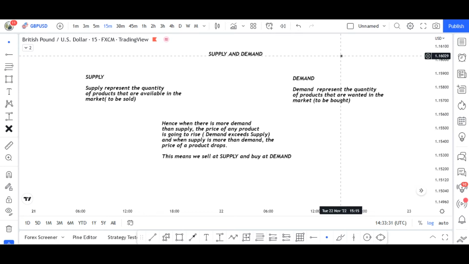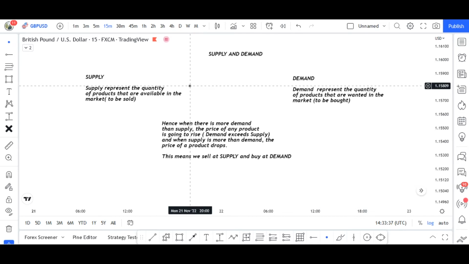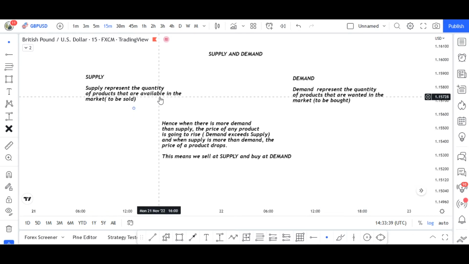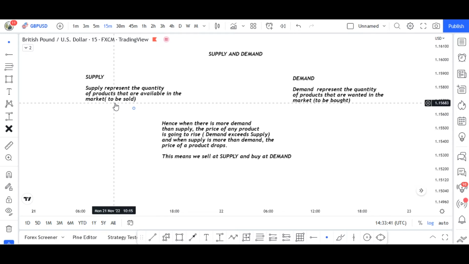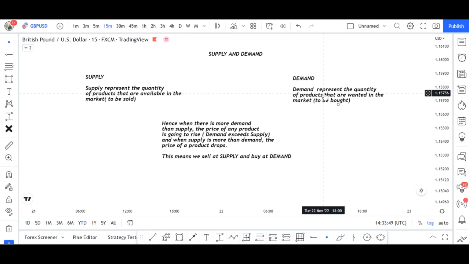So what is supply and what is demand? Supply represents the quantity of products that are available in the market to be sold at a particular time, whereas demand represents the quantity of products that are wanted in the market, or to be bought in the market.